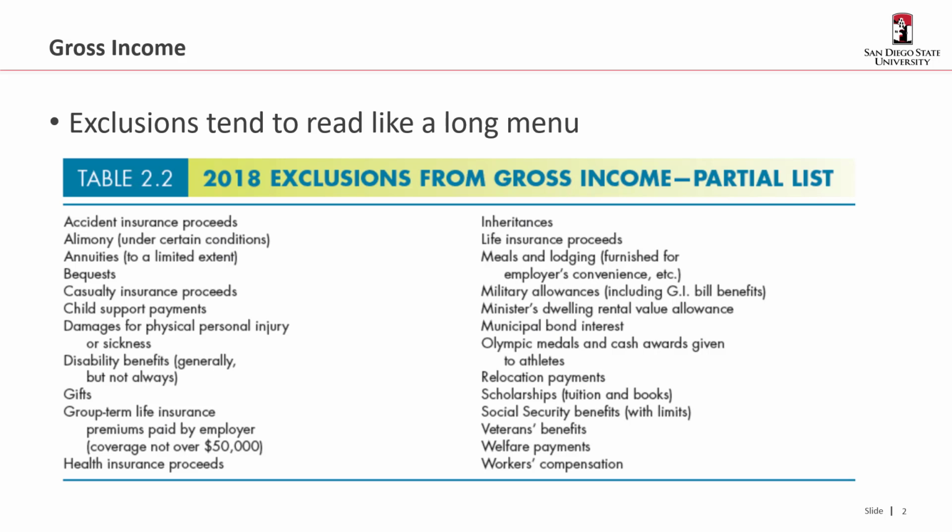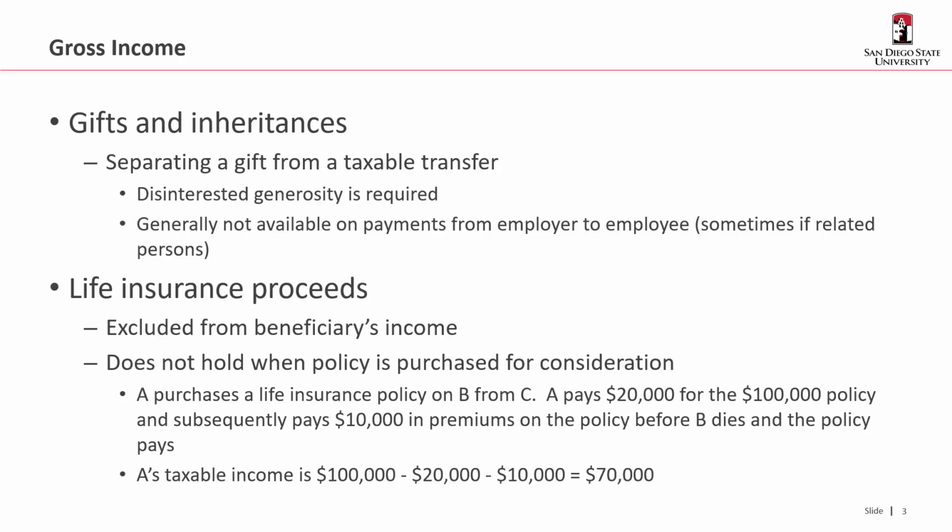So exclusions tend to read like a menu. And here's a list from a book that's not the book we're using that describes a number of the things that are excluded from gross income. Makes sense to take a look. A couple of these things we've covered. Municipal bond interest we've talked about. Olympic medals we've talked about. I think that's it. Okay.